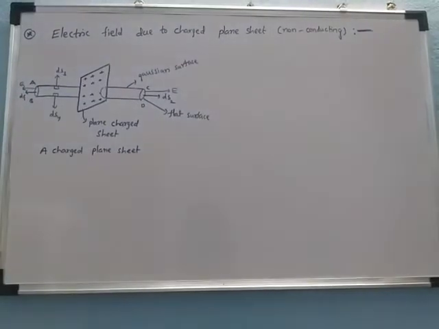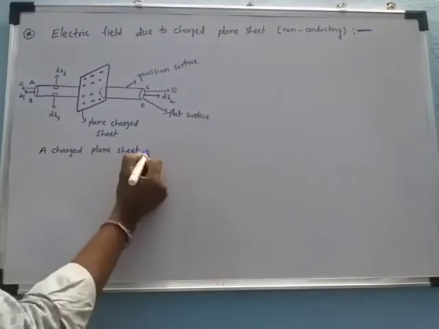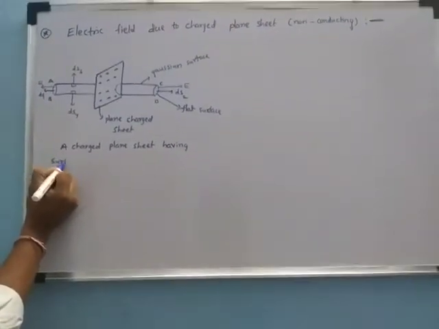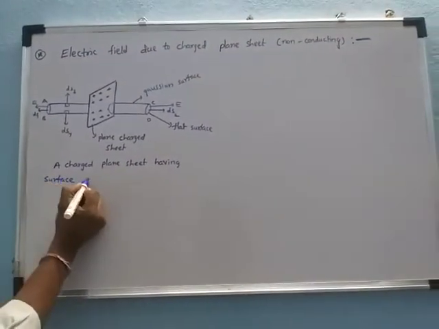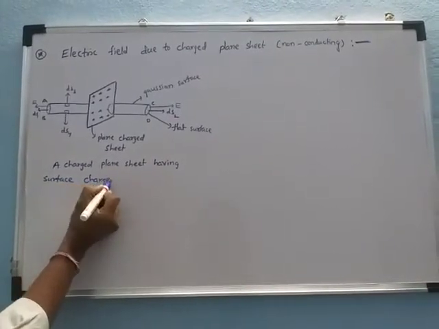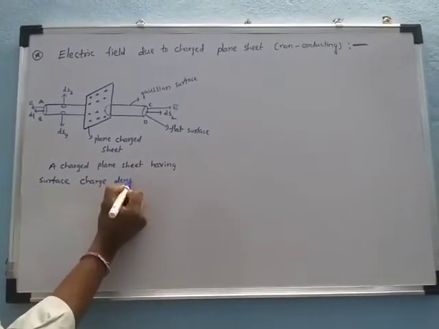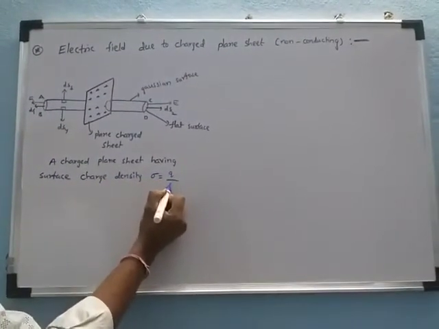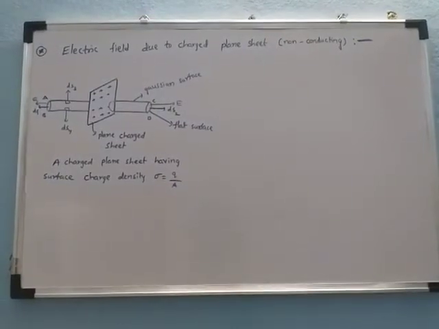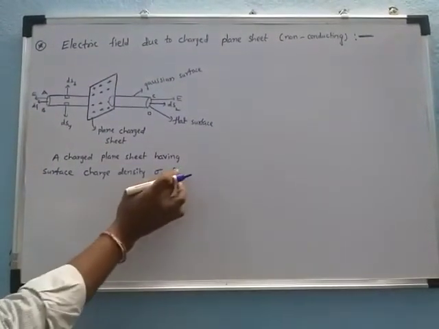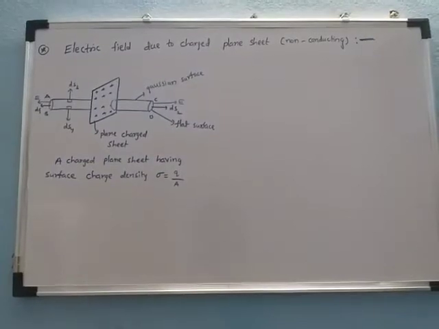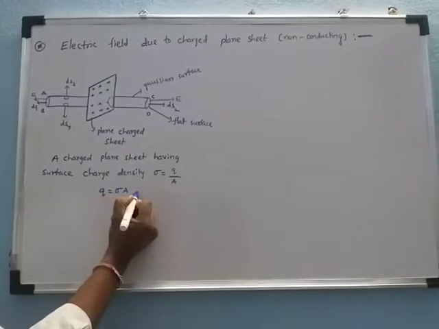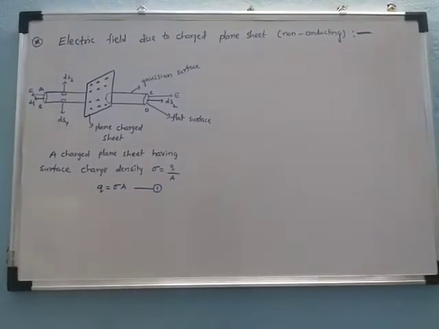This plane sheet has surface charge density sigma, which is equal to charge per unit area. Cross multiplying, we can write the charge is equal to sigma into area. This is equation number 1.